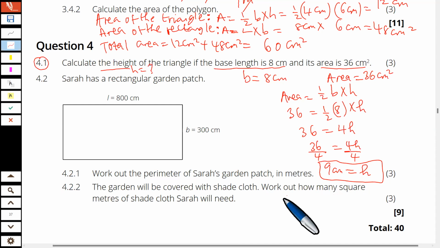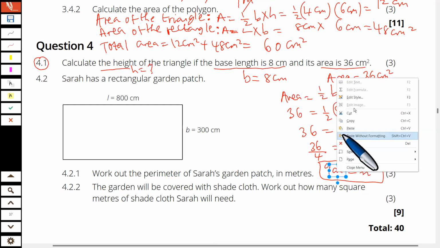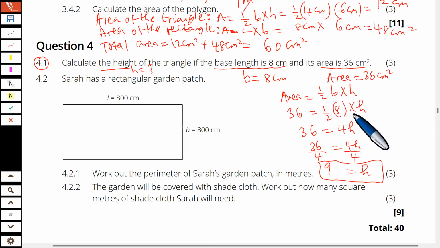It is 9 centimeters. Okay, so just note that you're dealing with centimeters, so it's exactly 9 centimeters. Okay, because we're writing the answer in centimeters because the base length is in centimeters and the area is in square centimeters. Okay, so we continue.